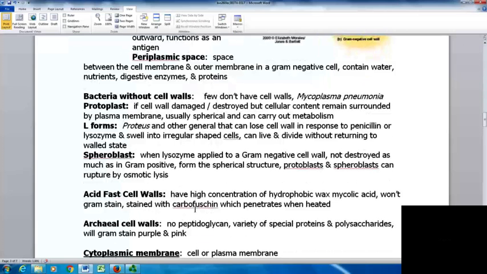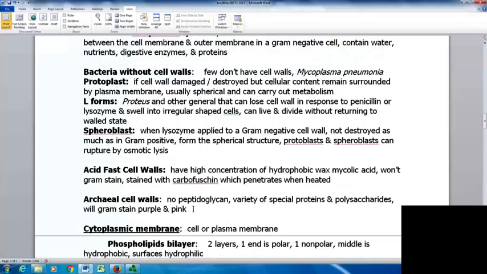Acid-fast cell walls have high concentrations of hydrophobic wax called mycolic acid. They won't gram stain, but they can be stained with carbol fuchsin, which penetrates the cell wall when heated. The archaea cell walls don't have any peptidoglycan. They have a variety of special proteins and polysaccharides. They will gram stain purple and pink.